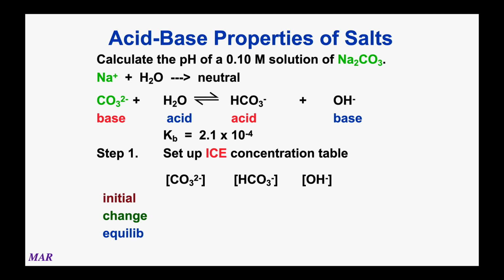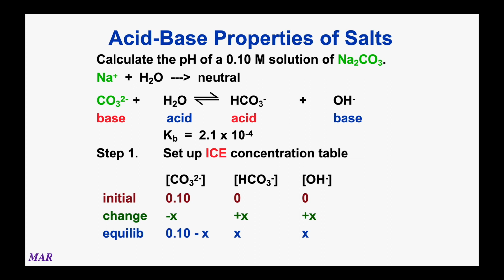It's going to react with water to make hydrogen carbonate and hydroxide. And the Kb value for the carbonate is 2.1 times 10 to the minus 4. So like before, we can set this up in an ICE table. Our carbonate is initially 0.10. Carbonate's going to go down by x, while hydrogen carbonate, the conjugate acid, and hydroxide both go up by x. Notice that this solution is going to be a base, all right?